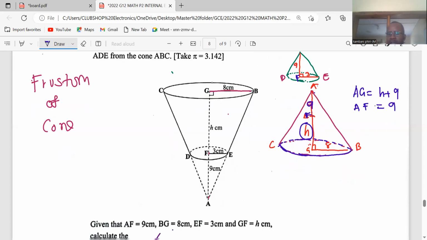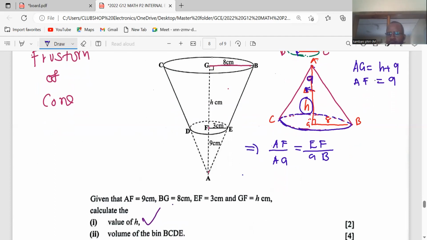So we can use the height and the radius. The height of the smaller cone is AF to the height of the bigger cone, AG. Whatever ratio I'm going to get should be the same as the ratio for the radius. What is the radius of the smaller cone? EF, and the radius of the bigger cone, GB. So what is our EF? It is 3 centimeters. How about AG? AG is H plus 9 centimeters.